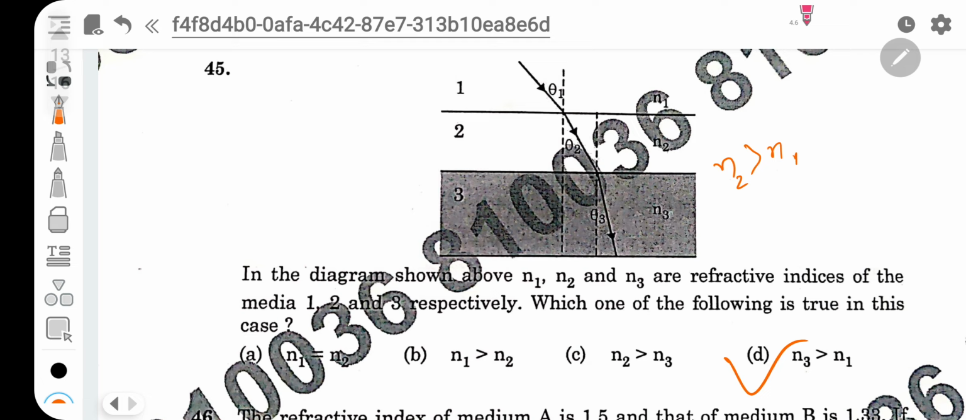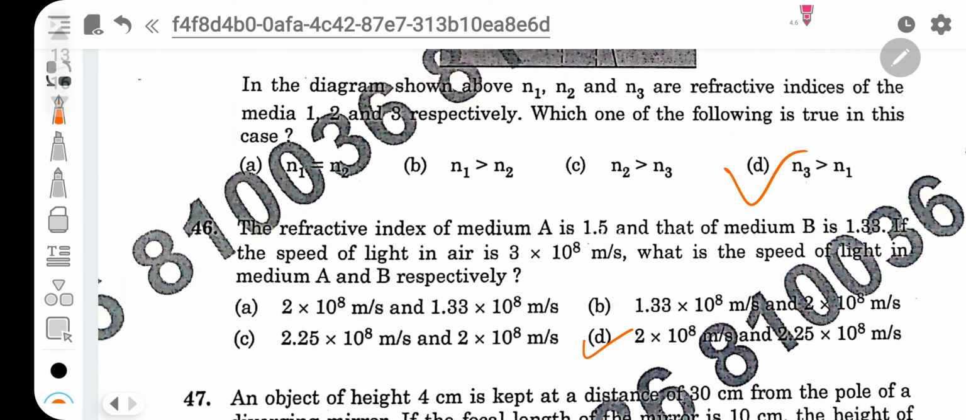Now same with the case N2 and N3. N3 is bigger because the refracted ray is moving towards the normal. So if N3 is greater than N2, then of course N3 will be greater than N1. So the answer is D.